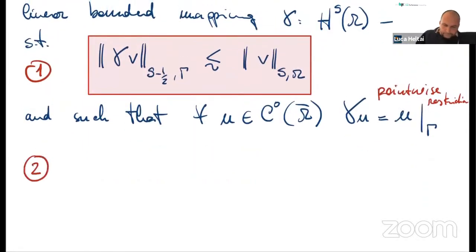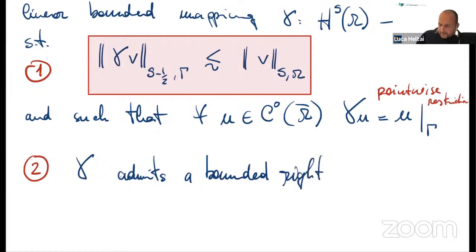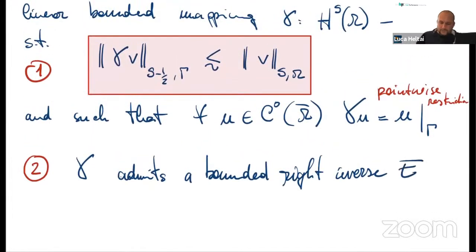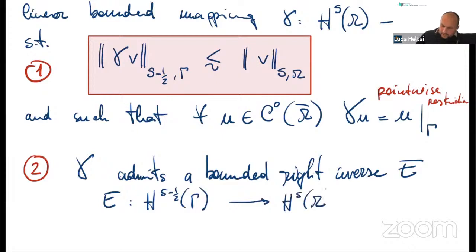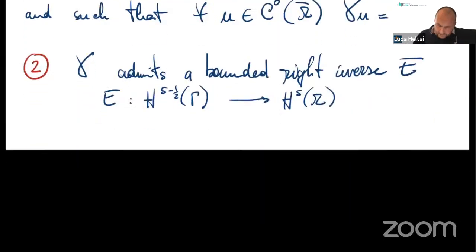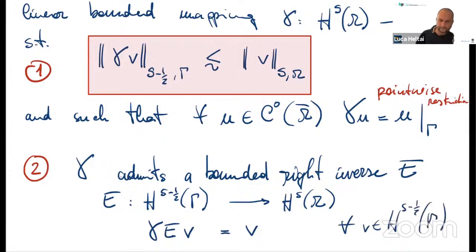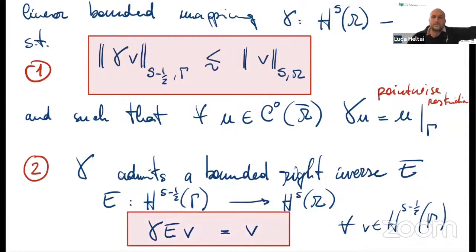Second part: gamma admits a bounded right inverse E, which is the extension of the trace, and E goes from H^{s-1/2} of Gamma to H^s of Omega, and it is such that gamma E of v is equal to v for every v in H^{s-1/2} of Gamma. Questions so far?